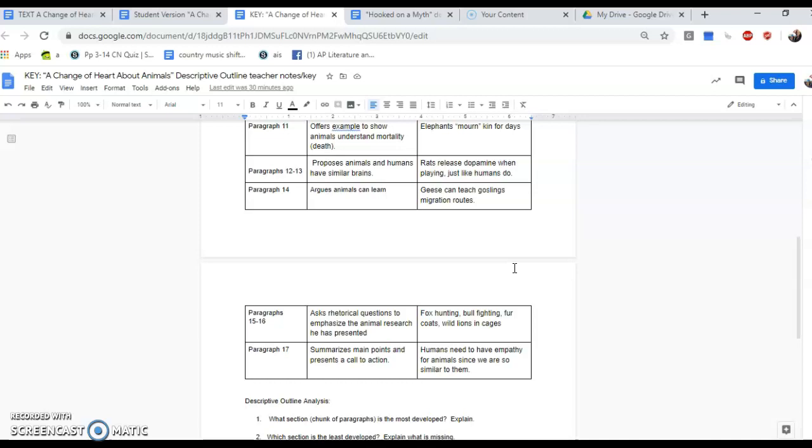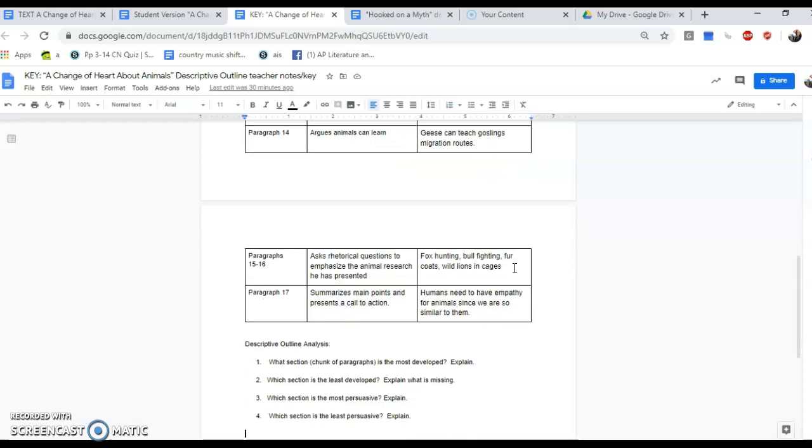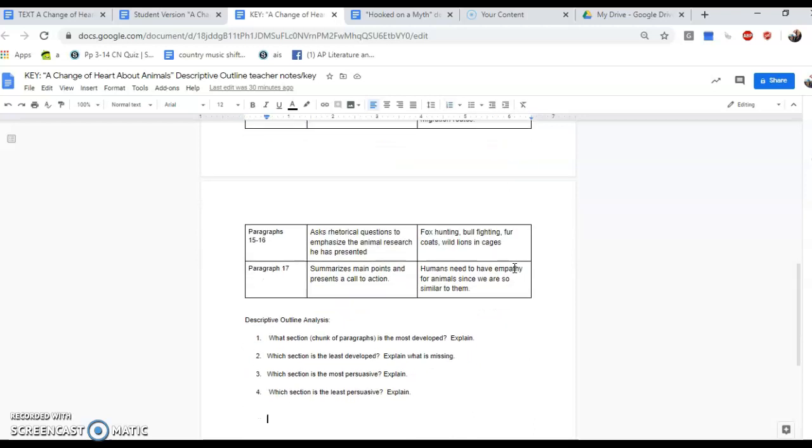And then the last paragraph would function as the conclusion. So here's where he summarizes his main points and presents a call to action. So that's the function of that last paragraph. And then how does he do it? What does he actually say? Humans need to have empathy for animals since we are so similar to them. Then you've already completed these 4 questions and you have submitted those to your teacher at this point.